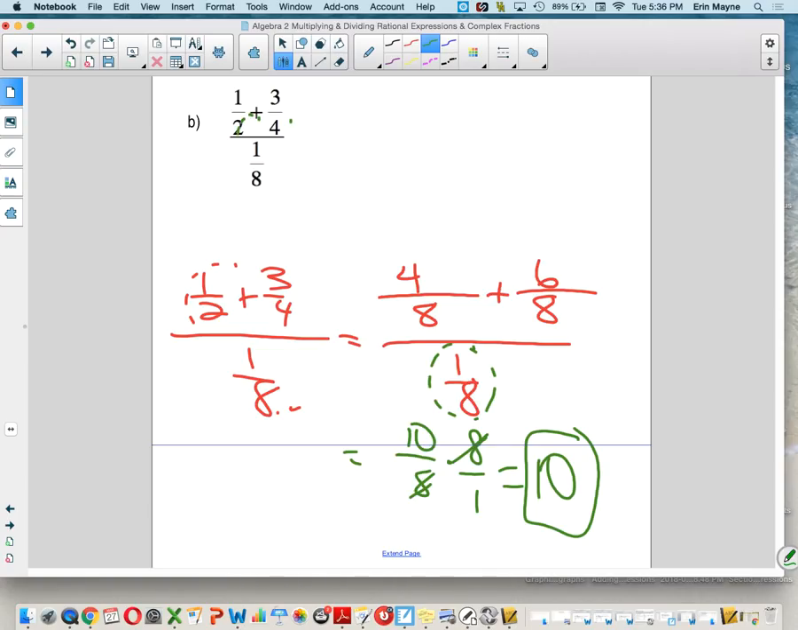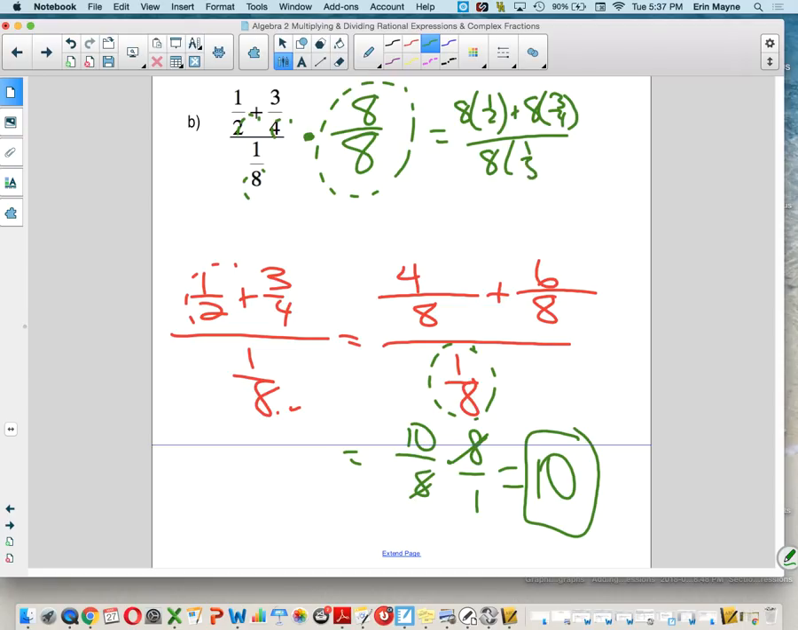So look closely at 2, 4, and 8. They all go into 8, so go back to our previous slide if we need to, but if you multiply by something equivalent to 1, that would be 8/8, the common denominator over the common denominator. When I do 8 times 1/2 plus 8 times 3/4, all over 8 times 1/8, do not miss that all the denominators cancel. On bottom, I simply have 1, and on top, I have 4 plus, and 8 times 3/4 is 6. Same answer. That is 10.